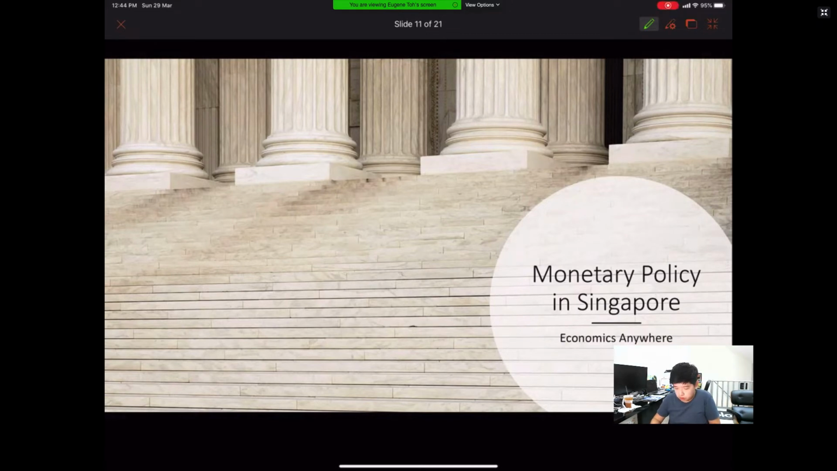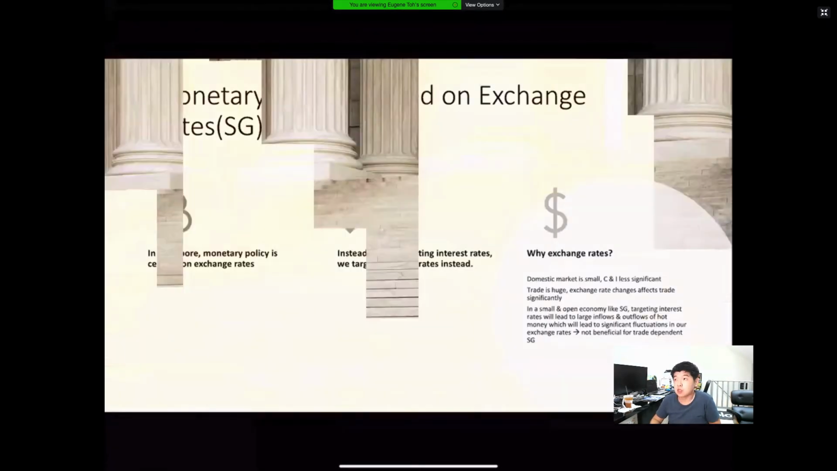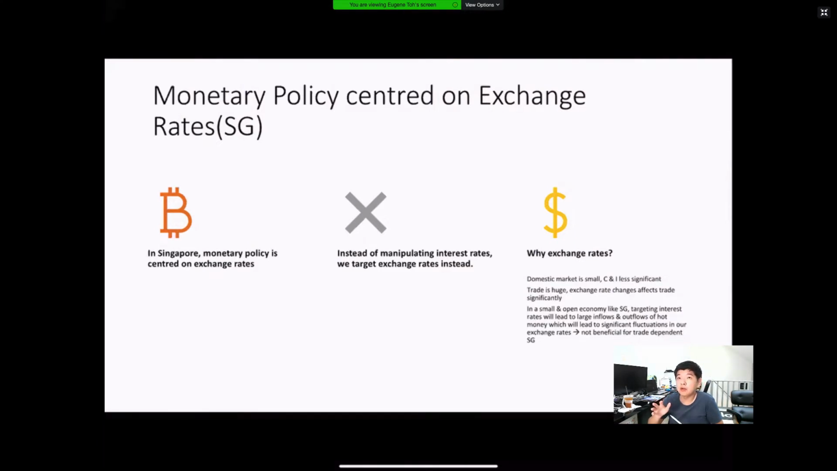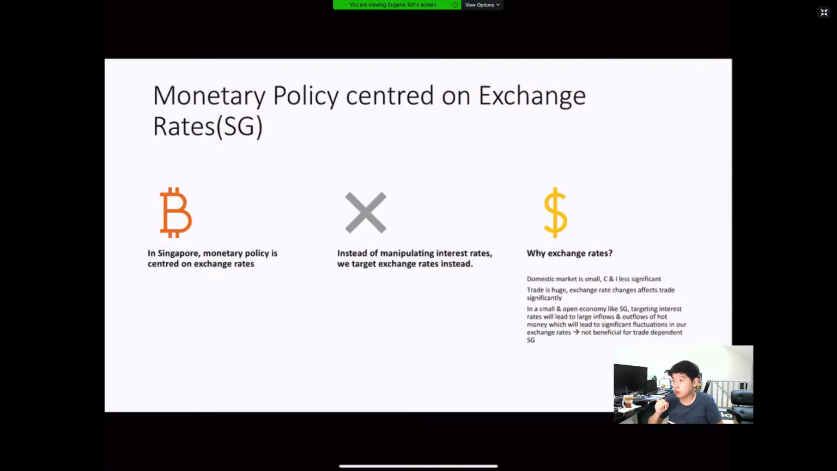Now, I'm going to start with talking about monetary policy in Singapore, which is a very important thing to pay attention to because there are some tough concepts here that we want to address. First, there is something very important for you to know. Typically, when we refer to monetary policy, we are referring to interest rates monetary policy.